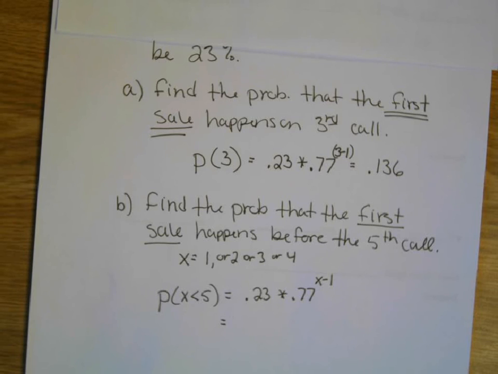Then go over to list 2 and use your formula. All we're going to do is wherever you see an X, you're going to put L1. So 0.23 times 0.77 raised to the L1 minus 1.